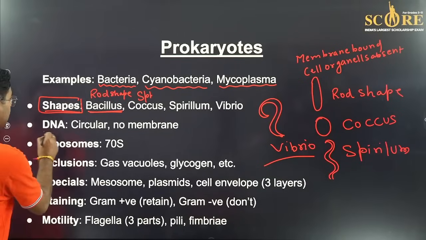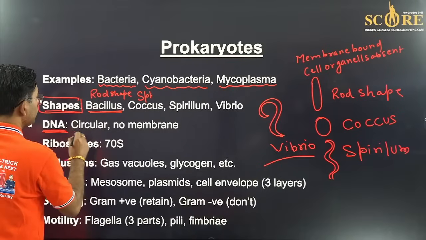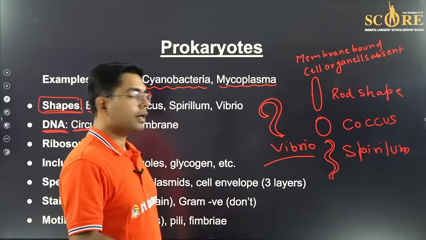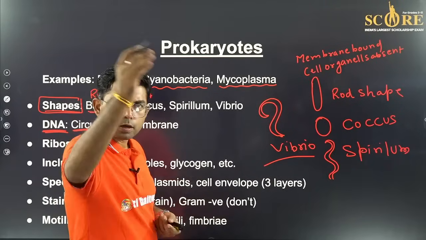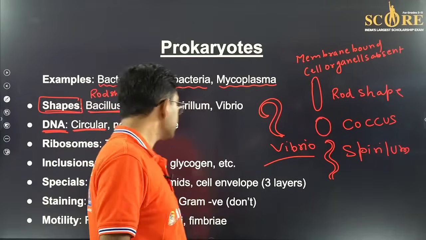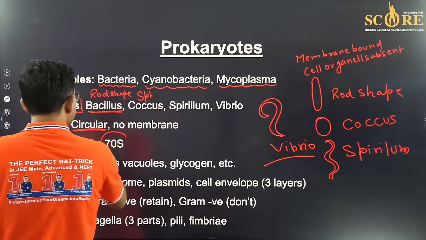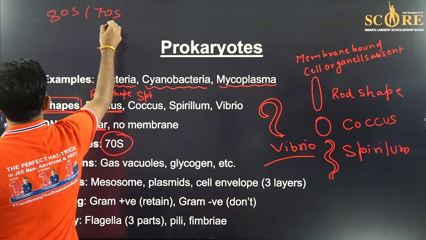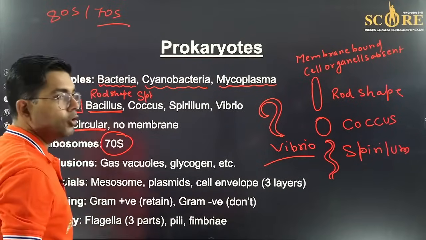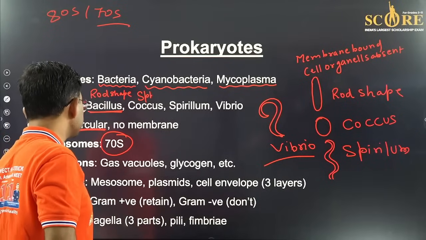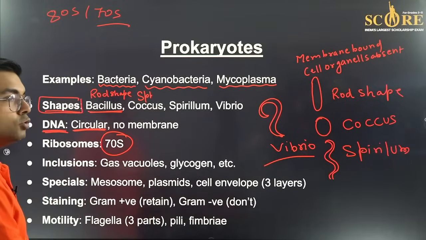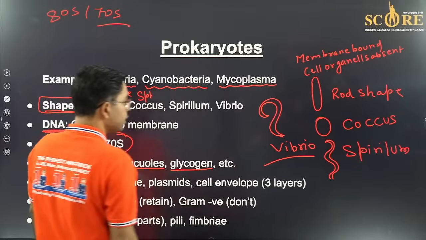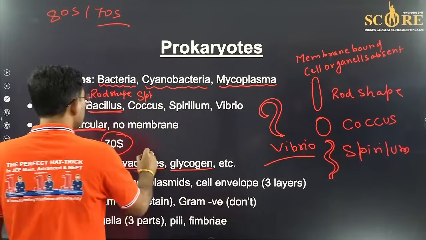Now the DNA in prokaryote will be circular, and since nucleus membrane is absent, no membrane is present around the DNA. Ribosome is 70S. There are 2 types of ribosome, 80S and 70S. 70S is the smaller one, 80S is present in eukaryotes only, and this is the 70S. Inclusions include gas vacuole, glycogen, etc. What are inclusions? These are the storage bodies.